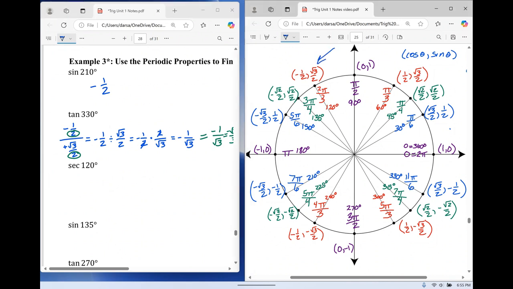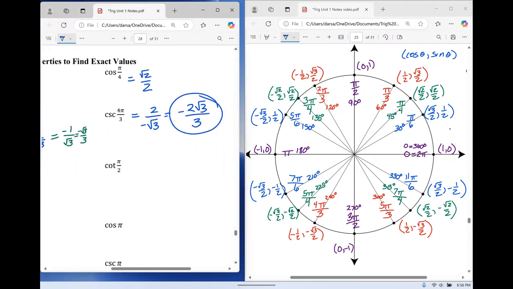Let's try secant of 120 degrees. 120 degrees is this point right here. Secant is the reciprocal of cosine. Cosine is the x coordinate, which is negative 1/2. The reciprocal of that is negative 2 over 1, or the secant is negative 2.